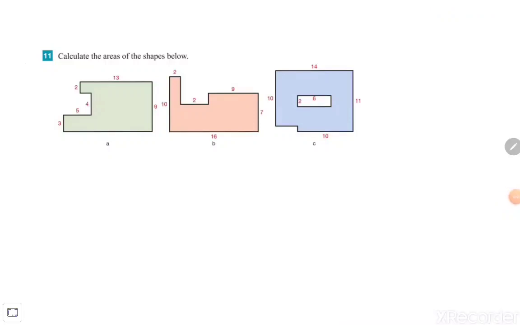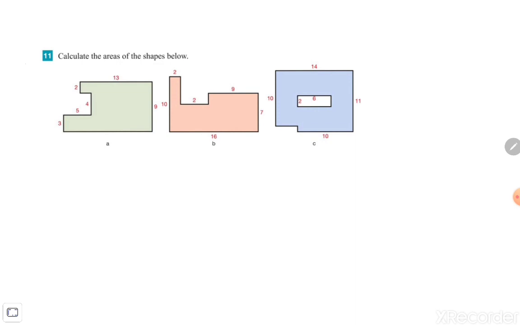Alright, ladies and gentlemen, here is an explanation about exercise 11 in your book. The question is to calculate the areas of the shapes below. But before we start, I just want to look at all the dimensions because there are some mistakes in your book. I'm very sorry, but before we start, maybe we can change those dimensions.